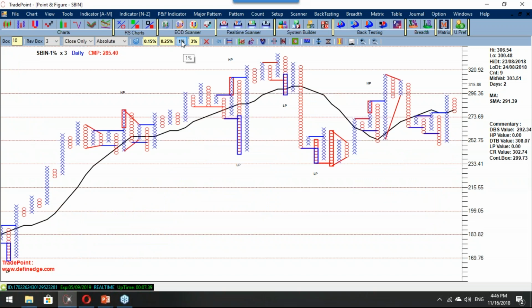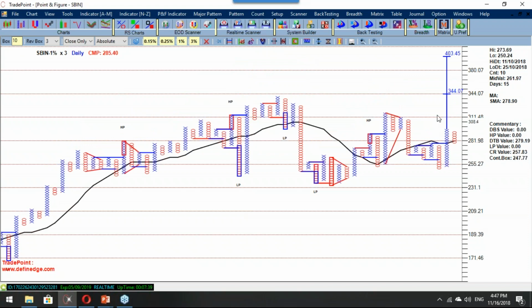And of course, in 1% box size, the setup would be neutral, right? Because price is just below the moving average. It's barely flirting with the moving average. So strictly speaking, it's below the moving average, so the trend is bearish, but the setup is bullish. So again, neutral. I don't know where SBI closed today, but this column qualifies for targets. If we get a fresh buy signal, if it is triggered EOD today, these are the targets that we can probably look at: 344 and 403.